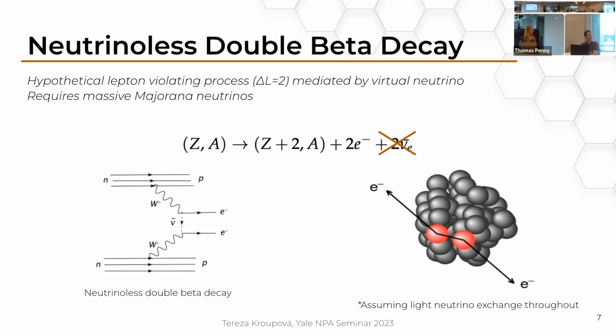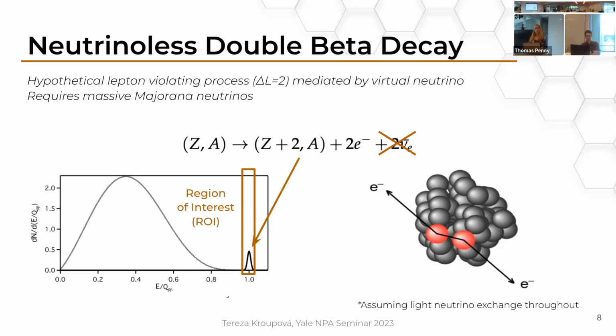Throughout this seminar, I'm assuming light neutrino exchange, which is what the Feynman diagram is for. There are other ways this process can happen, all of which require Majorana neutrinos, but I won't be talking about those. So in order to look for it, this is the experimental signature. As I said, all of the energy of this decay is carried away by two electrons, and their sum then lies around the Q value of the decay. In the dashed line, there is the two-neutrino case, which has some of the energy carried away by the two anti-neutrinos.